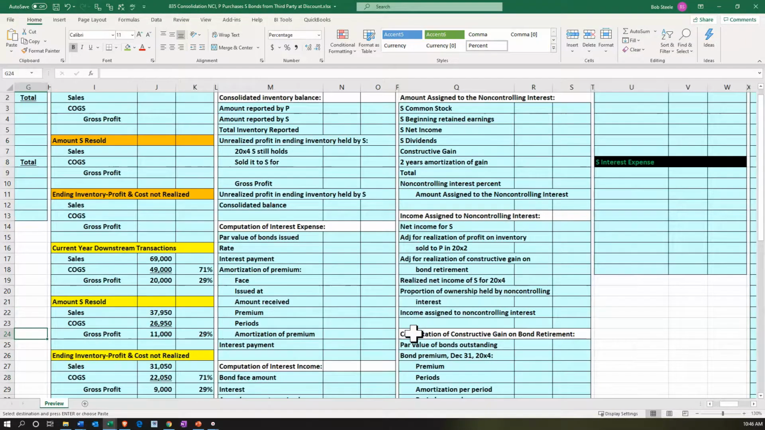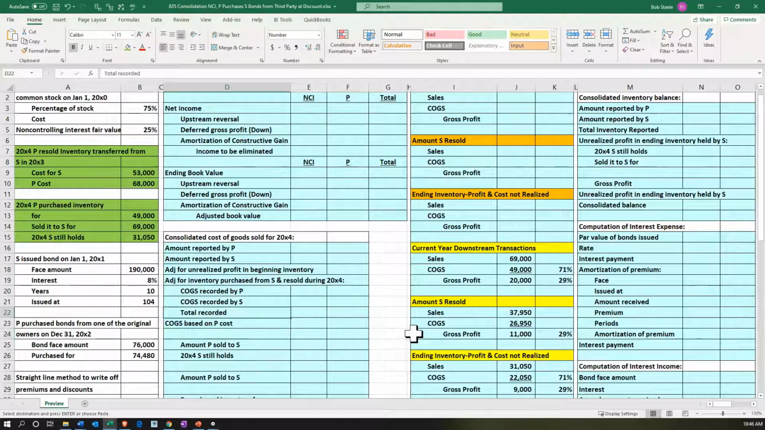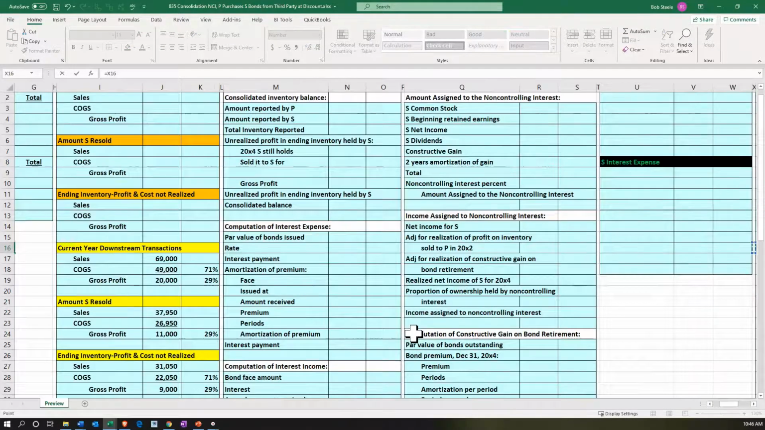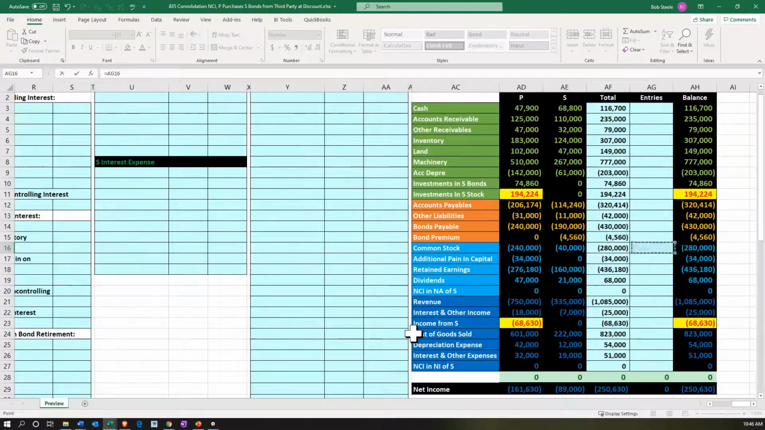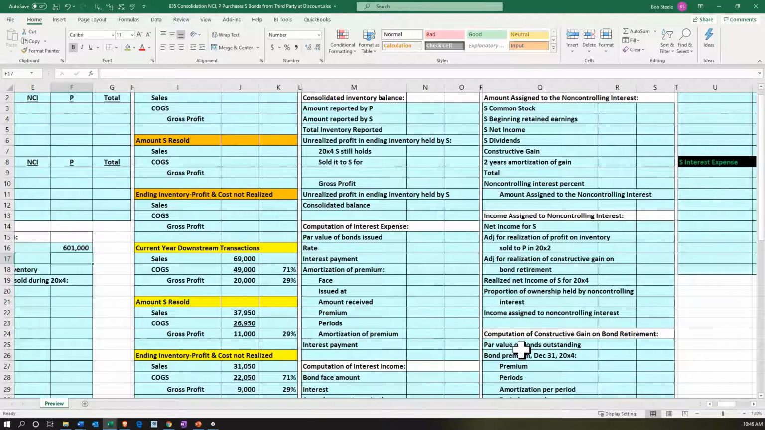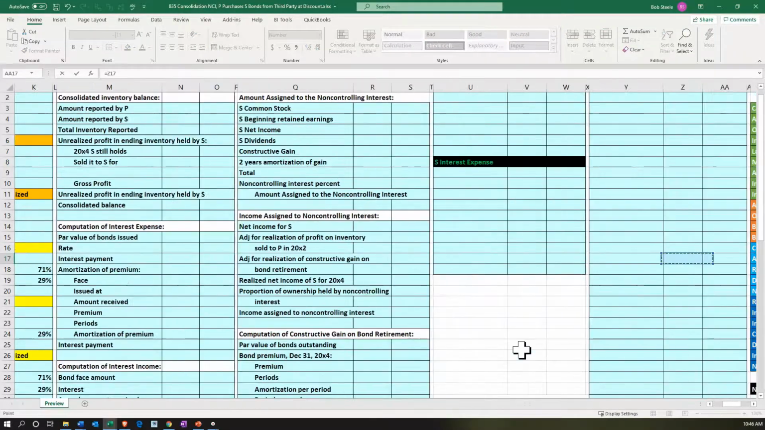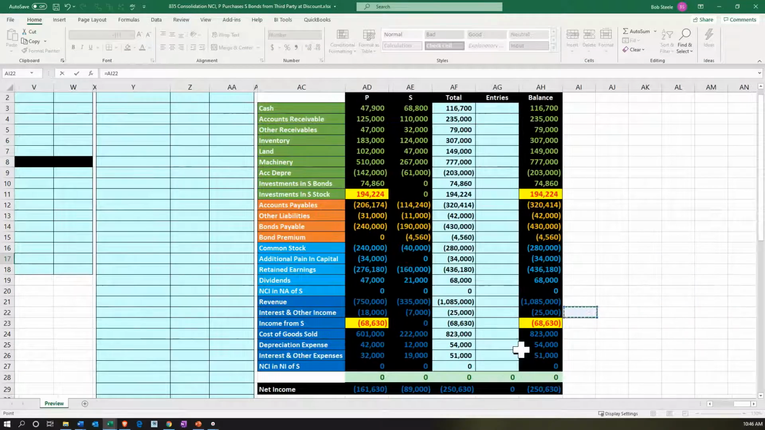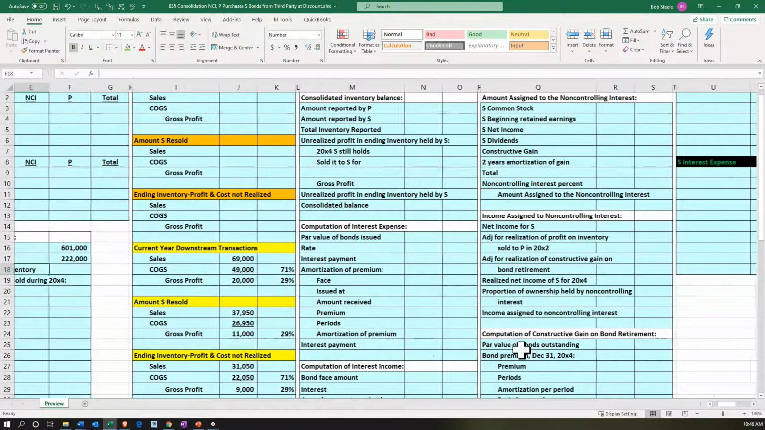So we'll go back over and say, all right, if I look at the cost of goods sold, this is the cost of goods sold reported by P and S. So I'm just going to pull this from the table. Cost of goods sold reported by P is that 601, and the cost of goods sold reported by S is going to be the one right next to it, which is the 222. So there's the cost of goods sold.